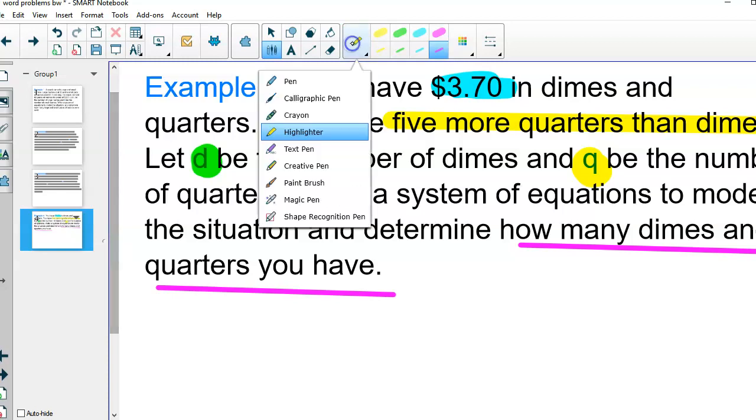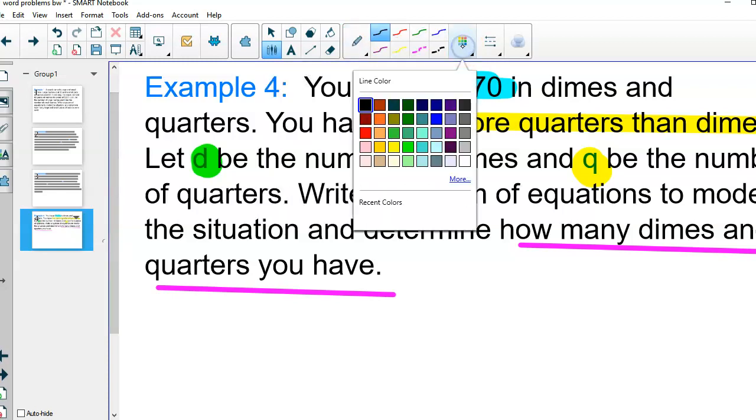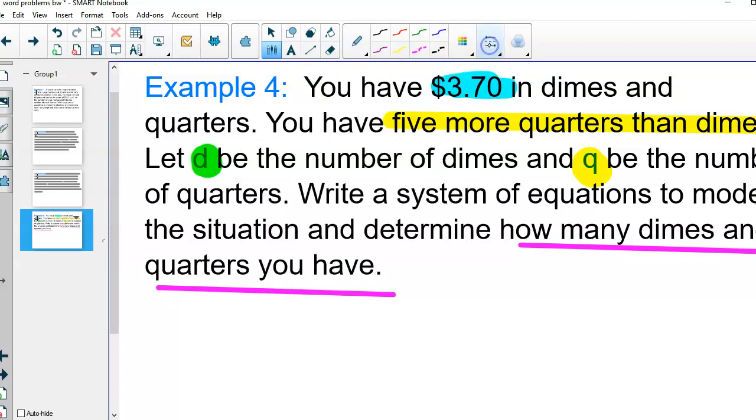Okay. Anyone want to take a guess as to what one of the equations might be? I got Q plus D equals $3.70. That's also not right. So Annika guessed 5Q plus D equals 370, and that's not correct either.